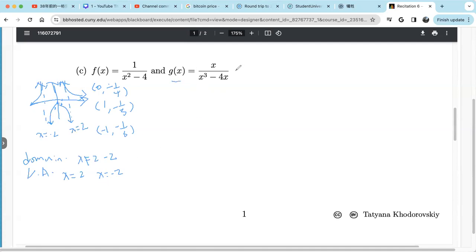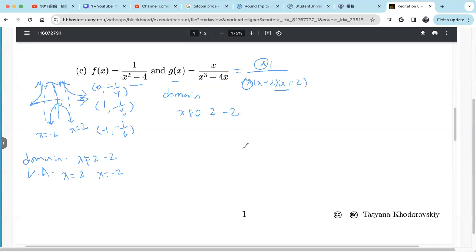Now let's see G. Let's figure out the domain of G. The denominator can be factored as x times x squared minus 4, and x squared minus 4 is x minus 2, x plus 2 again. So now you see x divided by x becomes 1. But at the beginning, what is the domain? The domain is x cannot be 0, cannot be 2, cannot be -2.